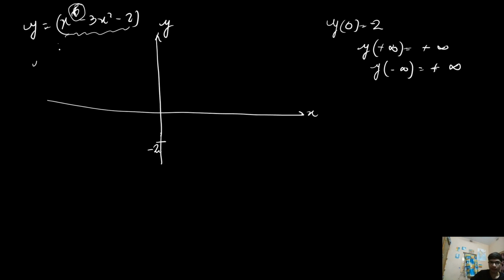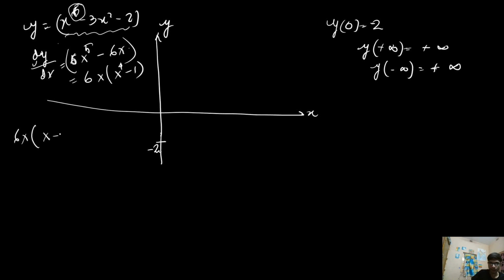Okay, so again if you differentiate this particular result, you will get the value as 6x to the power 5 minus 6x. So from here if you take 6x common, it will be x to the power 4 minus 1. So from here you will get 6x into (x minus 1) into (x plus 1) into (x square plus 1). I hope this factorization was simple.